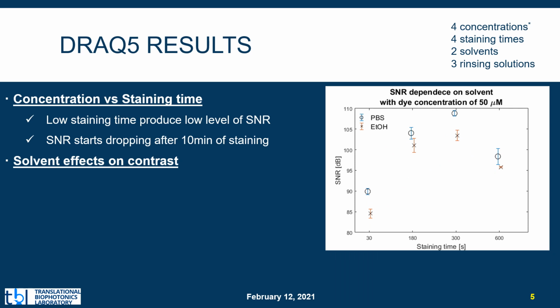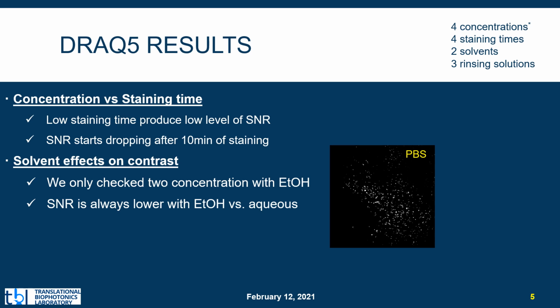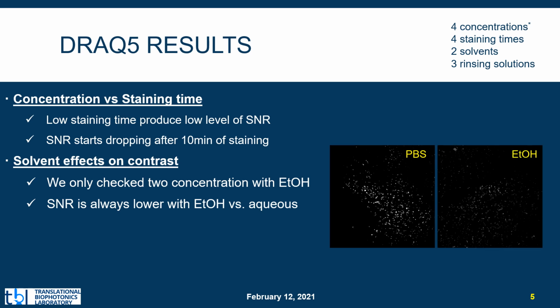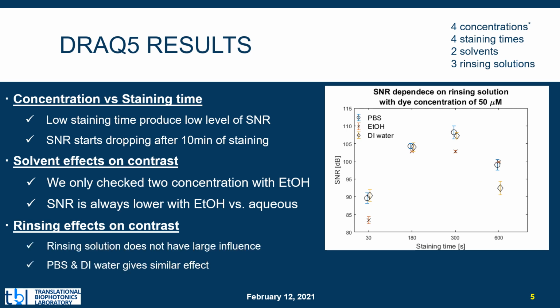With DRAQ5, we check only one solvent other than PBS and did not observe significant difference, except the trend that PBS diluted DRAQ5 had a larger SNR than ETOH at each point, which we can see on sample images too. For the rinsing solution, we did not observe any important difference. PBS and DI water give a very similar effect.